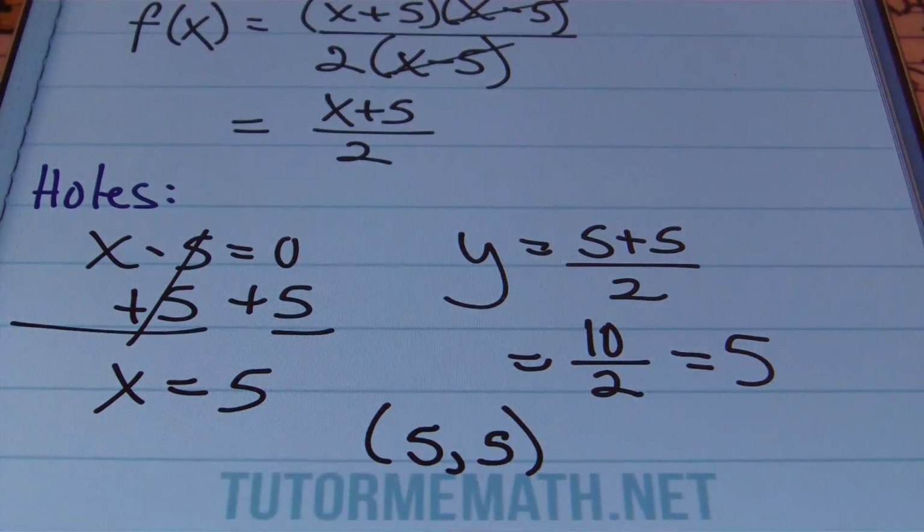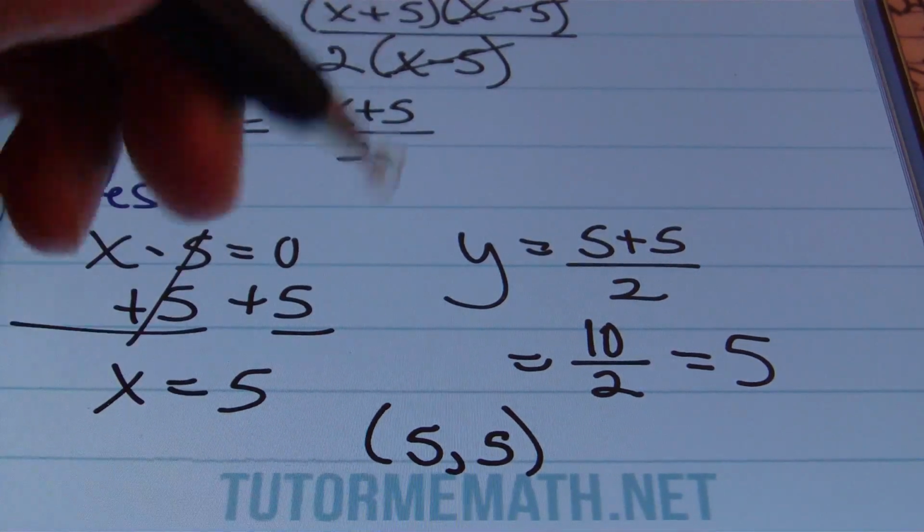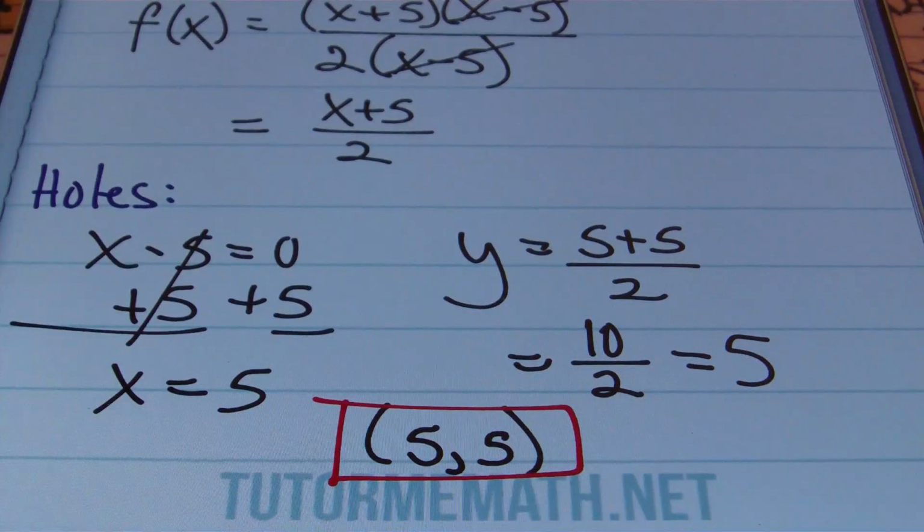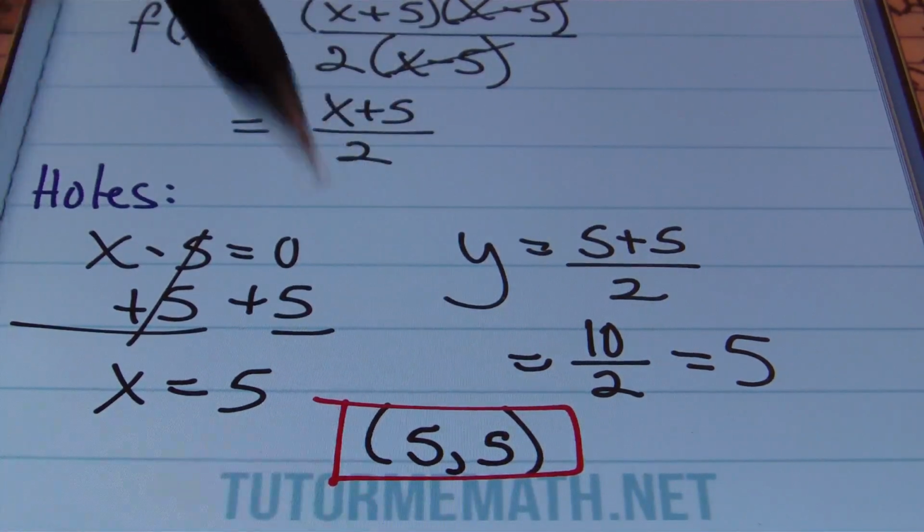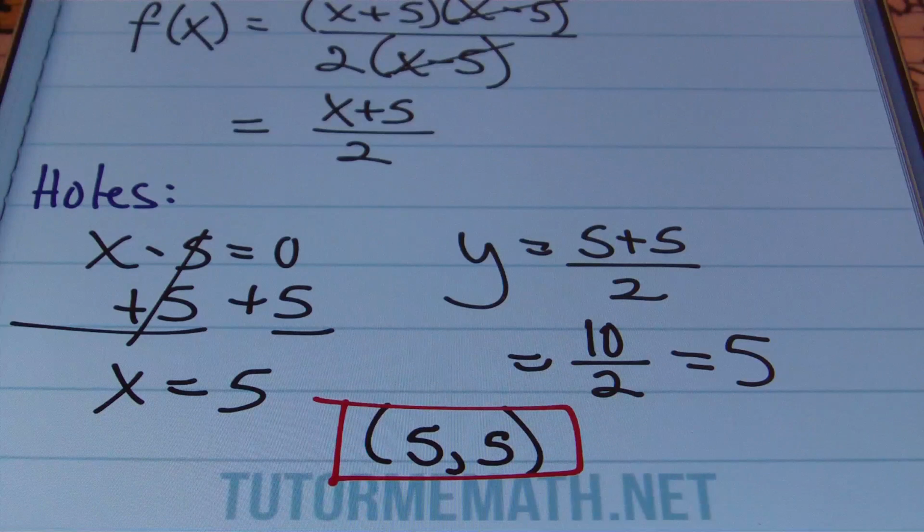And hold on here. I'm just now thinking about this. I forgot to put a red box around my previous answer. Let's go ahead and put a red box around this. There you go. So red boxing it. Done. That's my hole. Let's go ahead and graph it now.